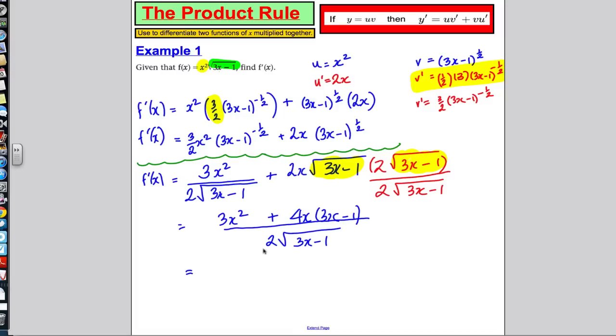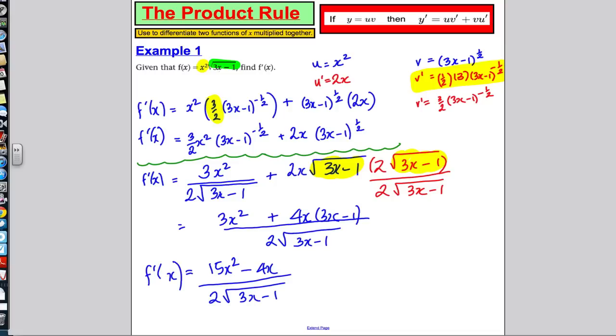That would give me 12x squared. And I've got 3x squared there, so I would have 15x squared subtract 4x all over 2 the square root of 3x take away 1. That would be my f dash x.